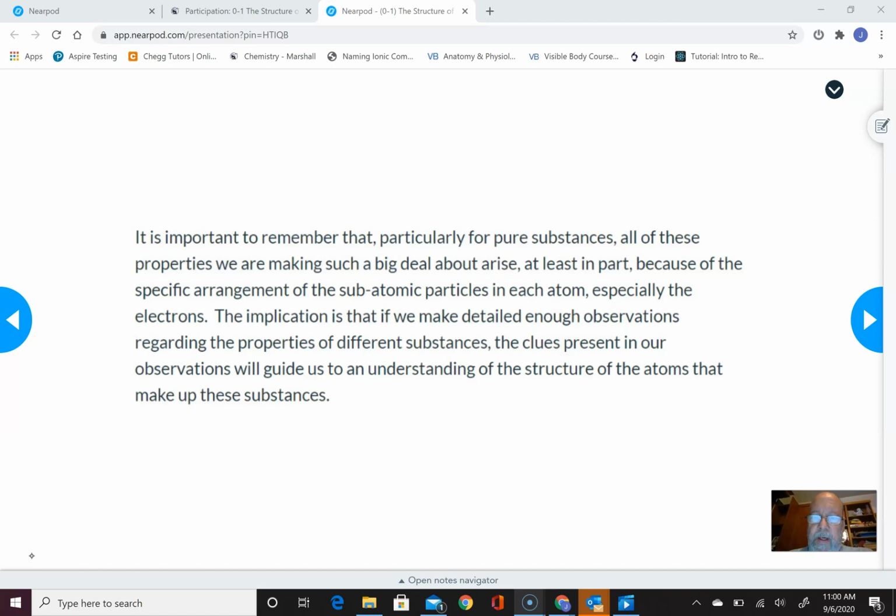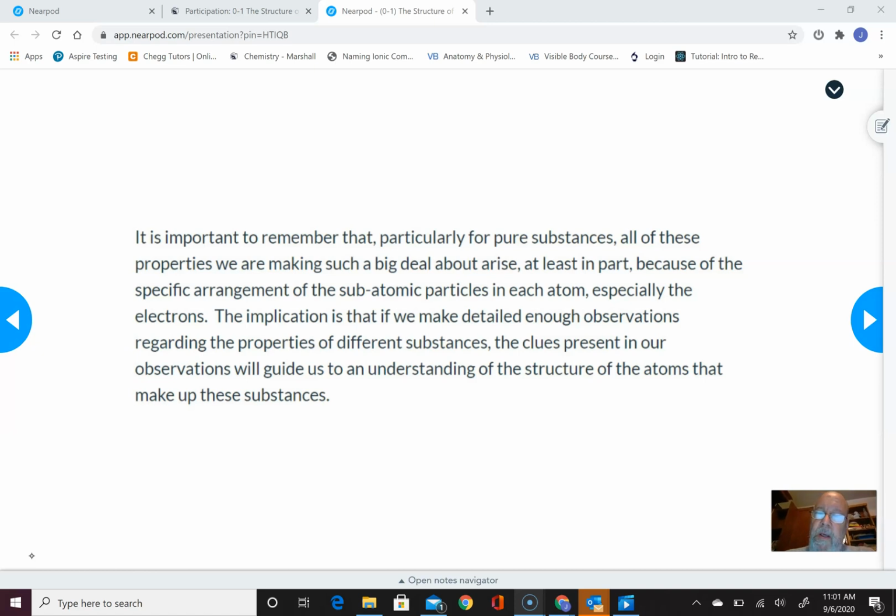It's important to remember that, especially for pure substances, all of the properties we're making such a big deal about, and those properties are, right, matter has properties. Matter has changes or undergoes changes. These are the properties that we're making a big deal about. It's important to recognize that these come about because of the arrangement of the subatomic particles in each atom. Okay, how the particles in the atom, especially the electrons, are arranged. That's what gives rise to the properties.